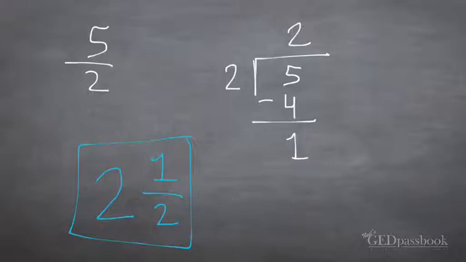Any questions so far? Is it pretty straightforward? We'll do a couple more examples, obviously. Let's say we are given, I don't know, that's too simple. Let's go with 9 over 4. Division, my friends. Convert this into a mixed number.